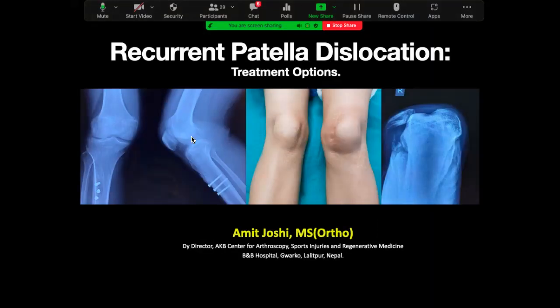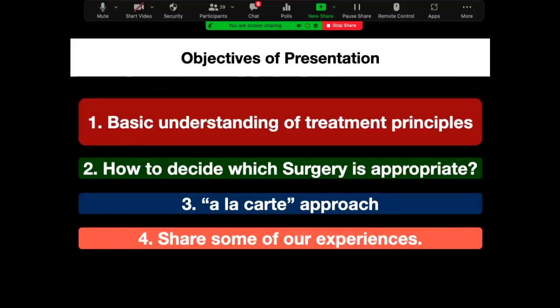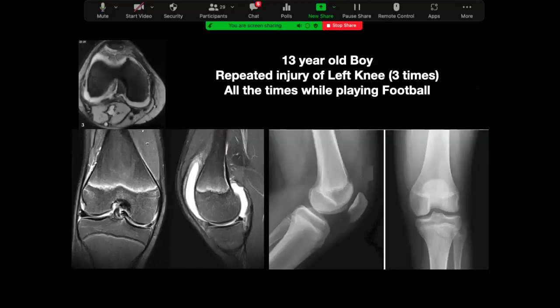In the basics, why we divided that is we must understand the value of X-ray, the value of CT scan, and the value of MRI, to decide exactly what treatment option is going to be beneficial or suitable for this patient. So these are my objectives. I'll talk about basic understanding of treatment principles, how to decide which surgery will be most likely appropriate. I'll touch upon David Dejour's famous a la carte approach, which I do not always use, and share some of our experience in between all these cases.